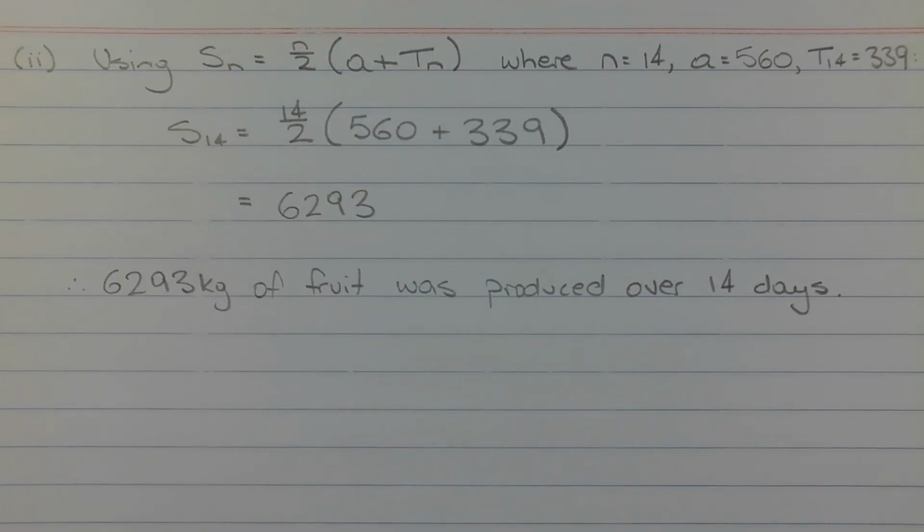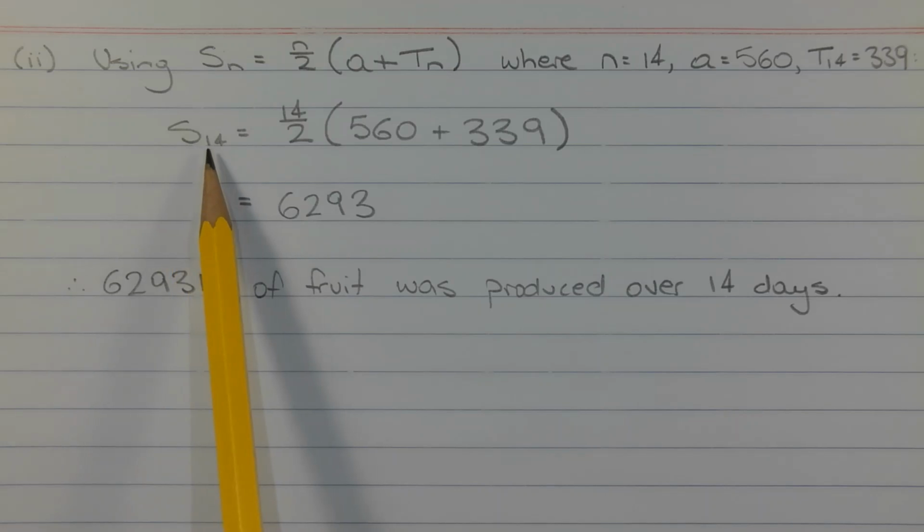Now we're asked to find the amount or the weight of fruit that was picked over the first 14 days of the harvest. Now we know the value of T14, which we found in part 1. So we want the sum of the first 14 terms of this series, where n is equal to 14, A is equal to 560, and T14 is equal to 339.